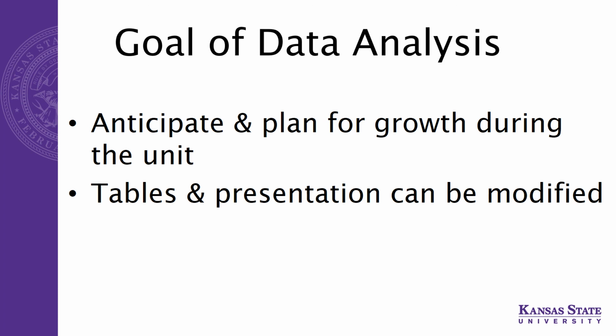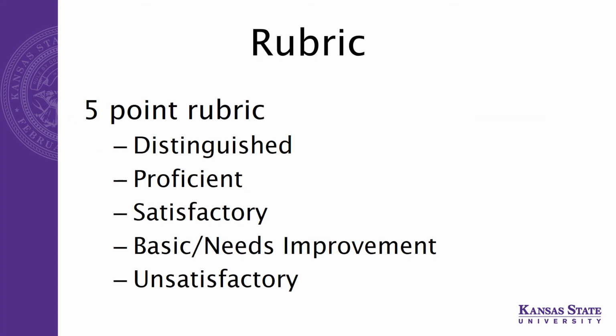Your portfolio will be scored using a 5-point rubric. 5 is distinguished or exceptional, that the evidence that you demonstrate is exceptional. A 4 means that you are proficient. The evidence demonstrates comprehensive analysis, synthesis, and application. A 3 is satisfactory, which evidence demonstrates a substantial analysis, synthesis, and application.